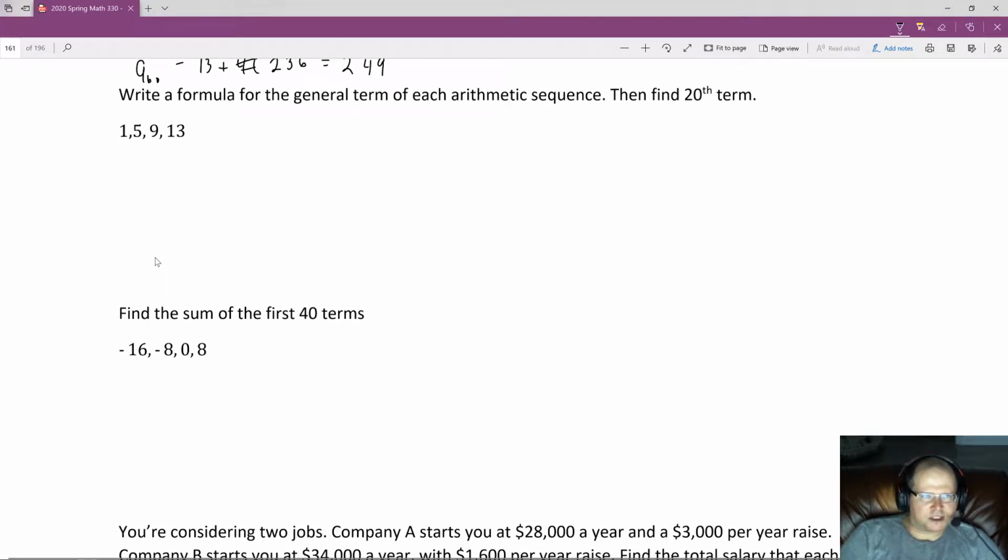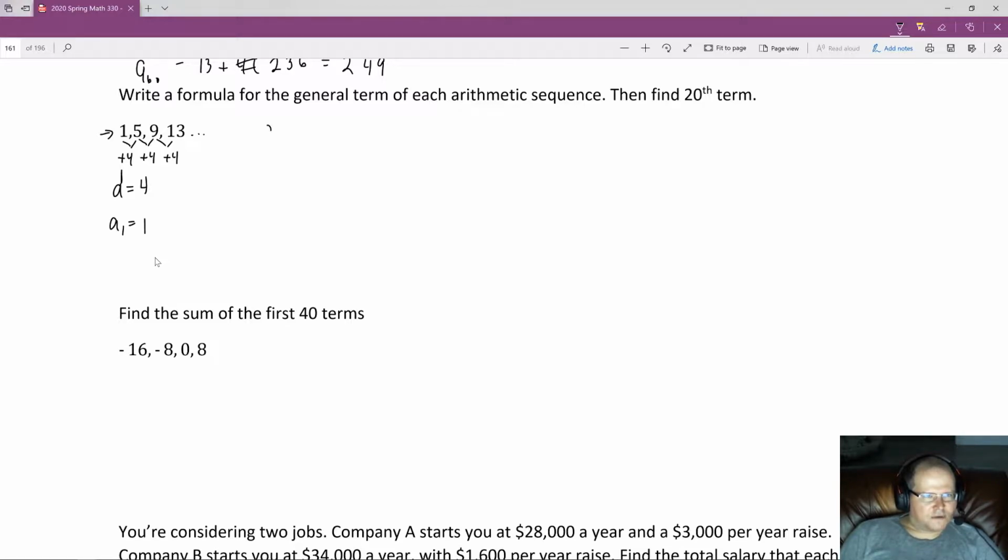Write a formula for the general term of each arithmetic sequence. Find the 20th term. The difference between 1 and 5 is plus 4. 5 and 9 is another plus 4. 9 to 13 is another plus 4. We'll assume that pattern continues. That means the difference is equal to 4. What is A1? A1 is the first term in the sequence right there. So the first one is 1.